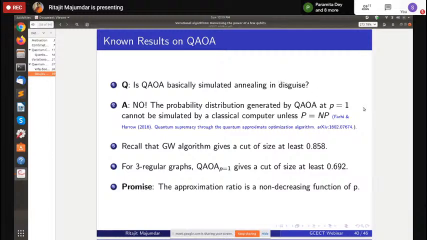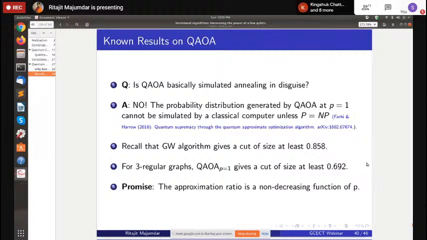Now, what are the results that we know? If you remember, or if you don't, just recall it right now. The GW algorithm for max cut gives a cut of size 0.858. For 3-regular graphs, interestingly, the result we have is this. A 3-regular graph means each and every vertex has 3 edges attached to it, or in other words, each vertex has 3 neighbors. So if we run QAOA with p equal to 1 on a 3-regular graph, it gives a cut size of 0.692. Now you can think that this is not as good as this: this is 0.858, this is 0.692.